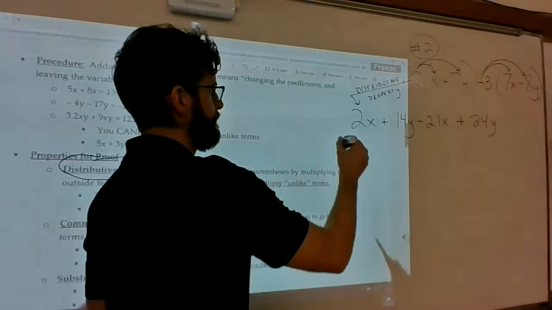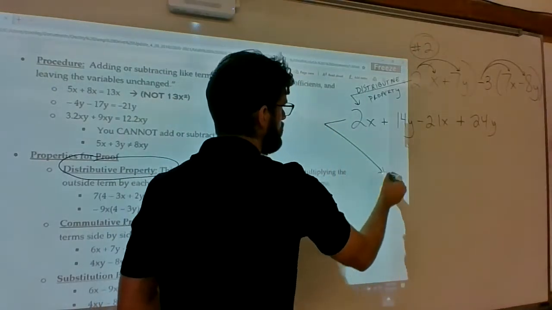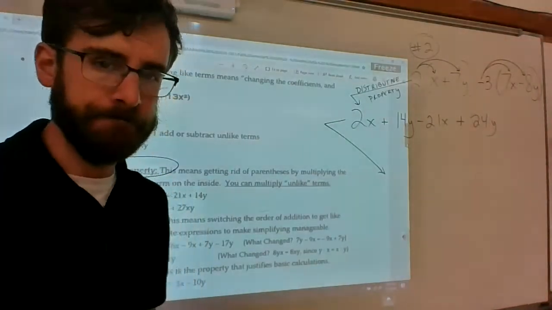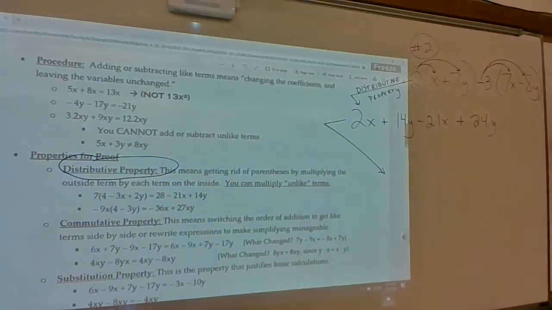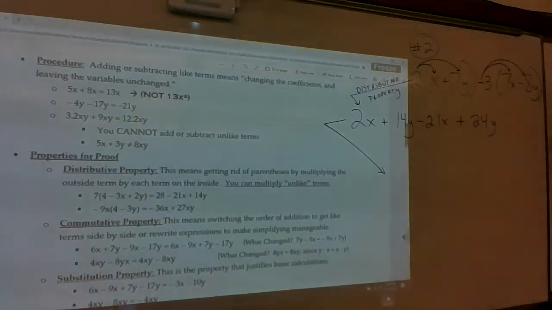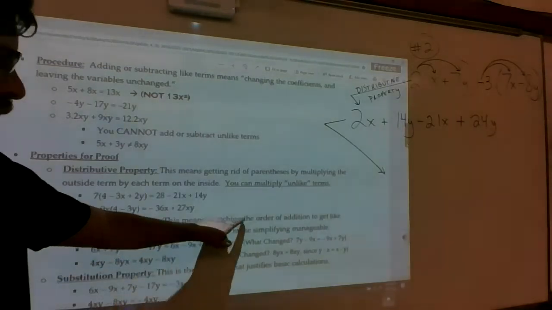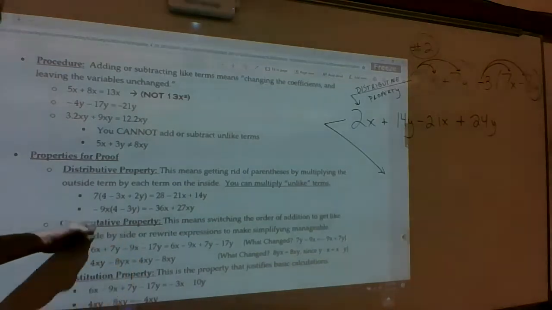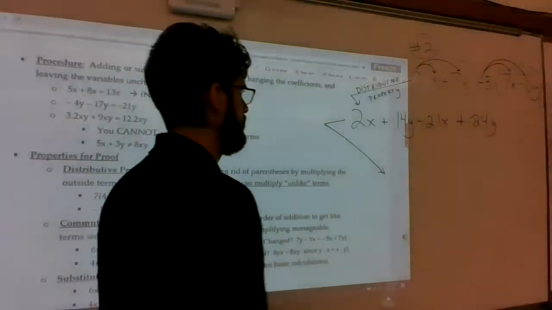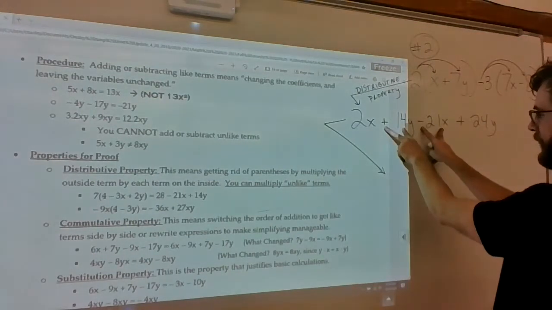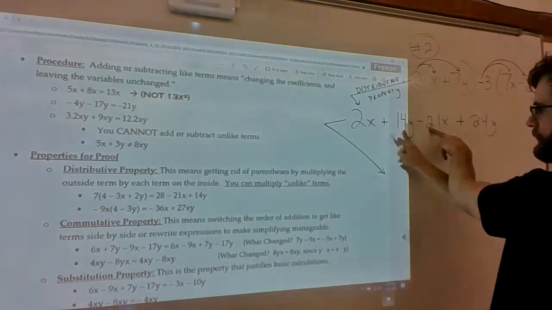Next move. I need the like terms to be side by side. So which of these properties rearranges the terms so that the like terms are side by side? Switching the order of addition to get the like terms side by side. Commutative property. So plus 14y is going to switch spots with negative 21x.